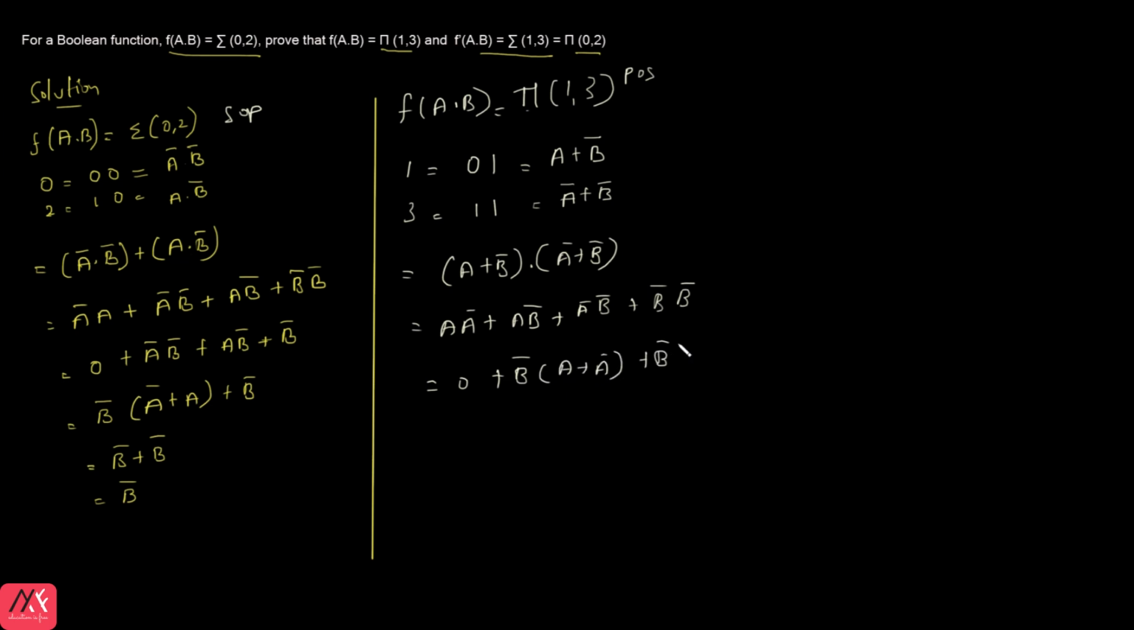So the answer is going to be b bar. You can cross-check with the previous one. So f of a, b, maxterm 1, 3, is actually b bar. Now we have to find the complement of the function f of a, b, minterm 1, 3, and check whether it is b bar. Let's see.